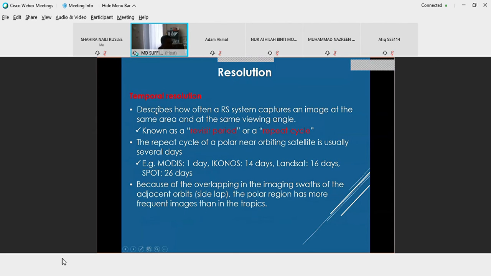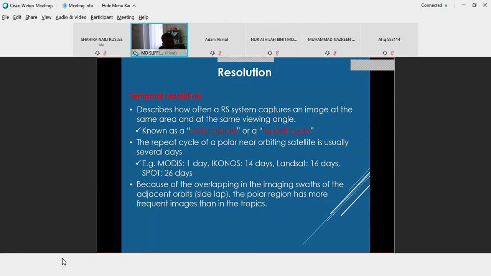And then kita ada temporal resolution. So it describes how often a remote sensing system captures an image at the same area. That means dia overpass at the same area, at the same viewing angle. Dia akan overpass dekat satu kawasan pada viewing angle yang sama lah. So dia juga dikenali sebagai revisit period ataupun a repeat cycle.